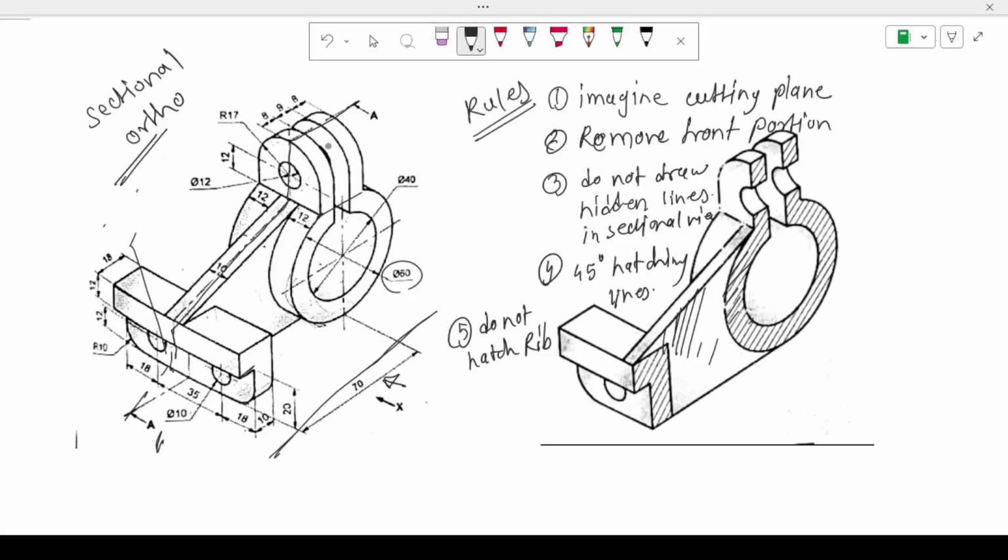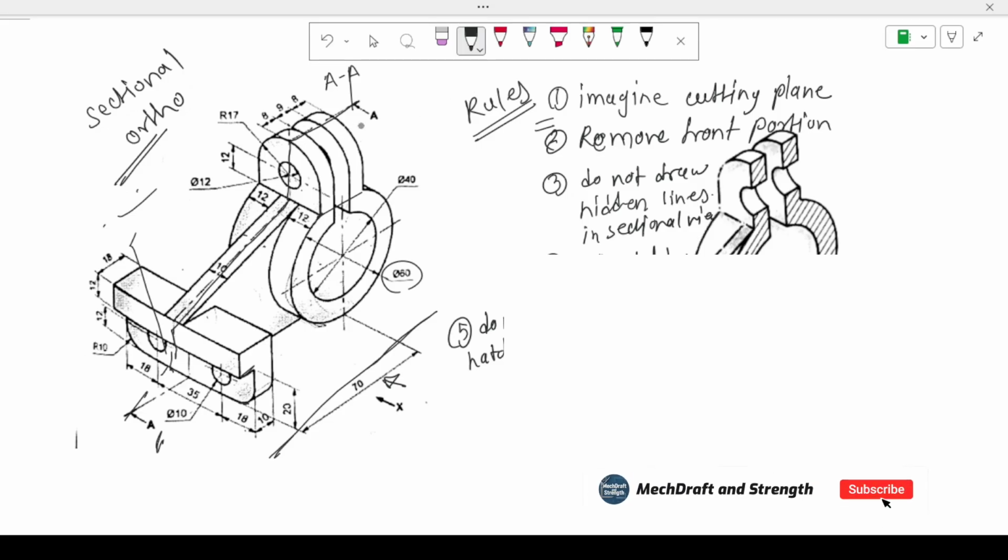So here are some basic 4 to 5 rules which you have to remember for sectional orthographic projection. The first rule is to imagine the cutting plane. Means whatever cutting plane is given, you have to imagine that there is one vertical cutting plane, and that cutting plane is cutting our object by this line. Okay, so always you have to imagine. If you are not able to imagine, then you can't draw sectional ortho.